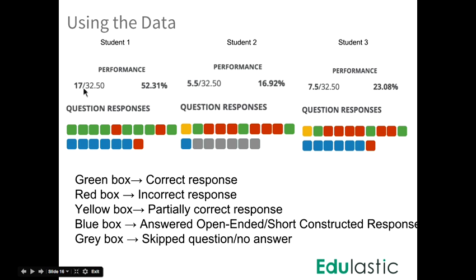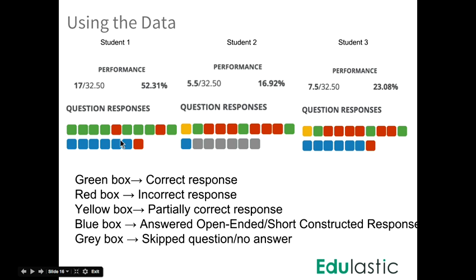17 out of 32.5 points. And then it gives the percentage. The teacher did not have to figure that out. Edulastic did it for them. And now we're going to take a look at the responses. Each box represents a question. So let's go to student 1. The green boxes mean that the student has answered it and completed it, and is correct. The red boxes demonstrate that the student was incorrect.